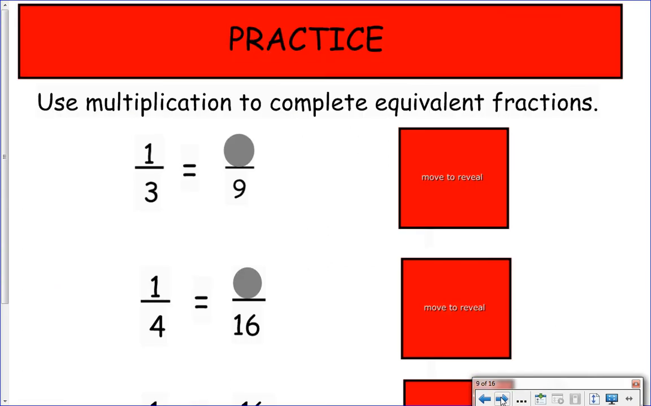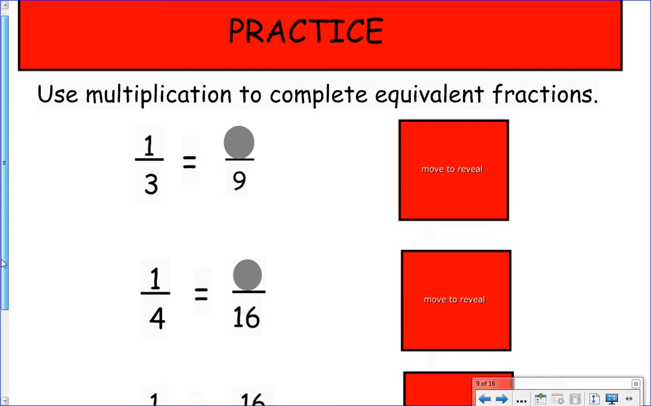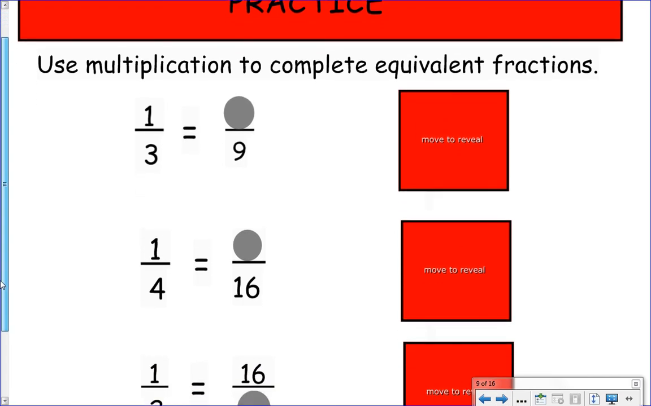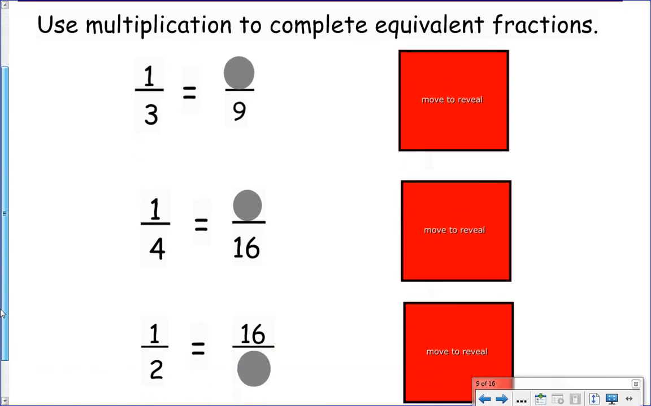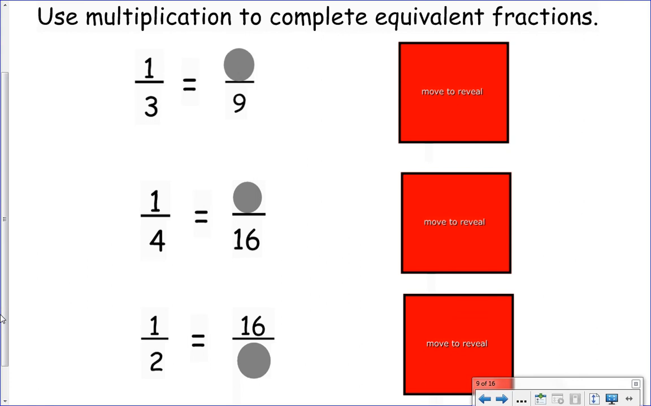Okay, so on your notebook, I want you to go ahead and practice these here. So you are going to use multiplication to complete equivalent fractions. Go ahead and pause the video and do that, and then when you come back, we'll look at the answers and I will walk you through how to do that.